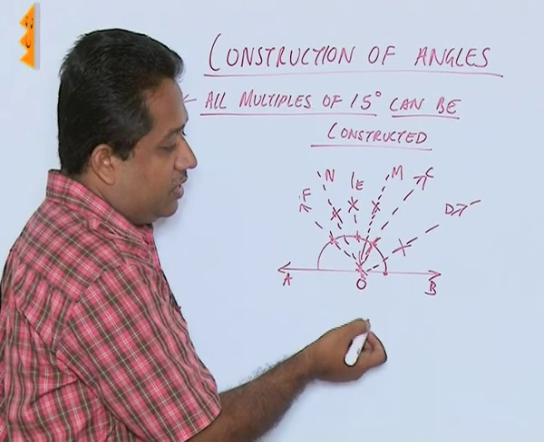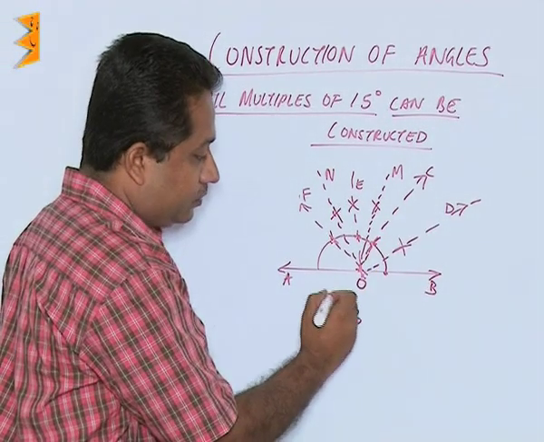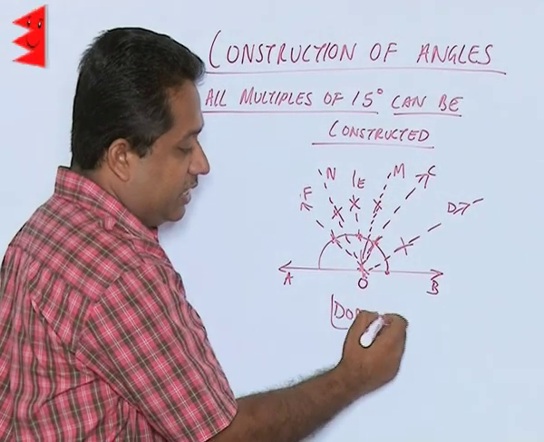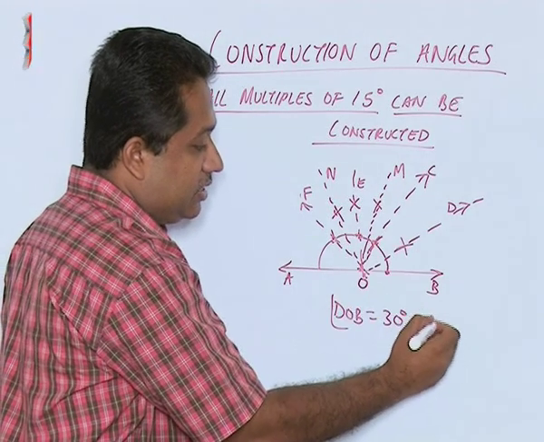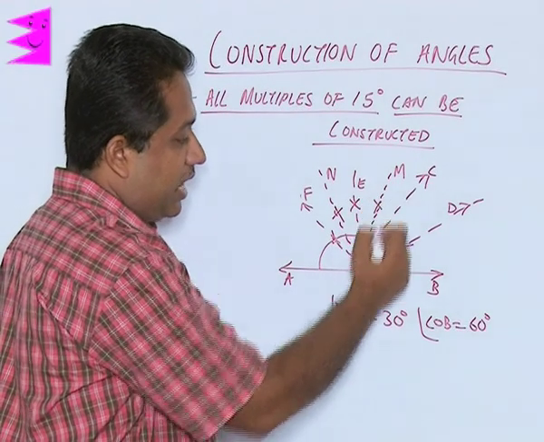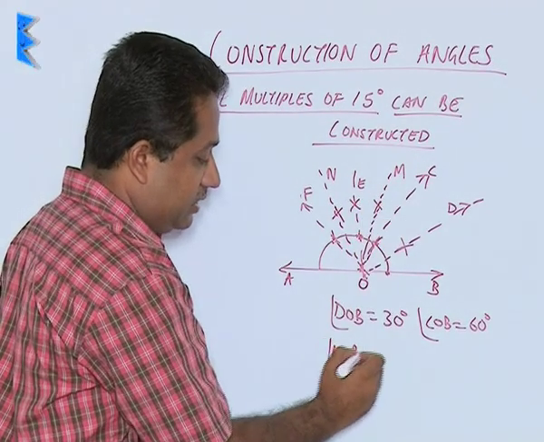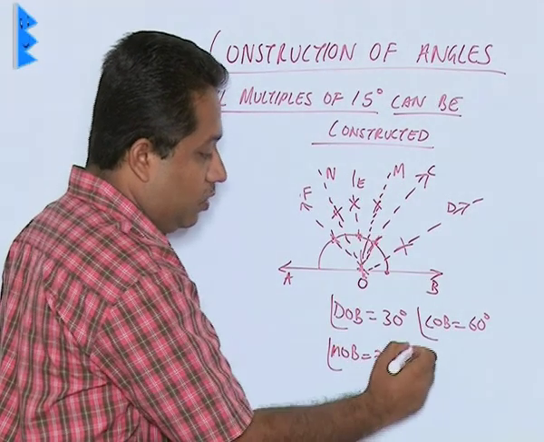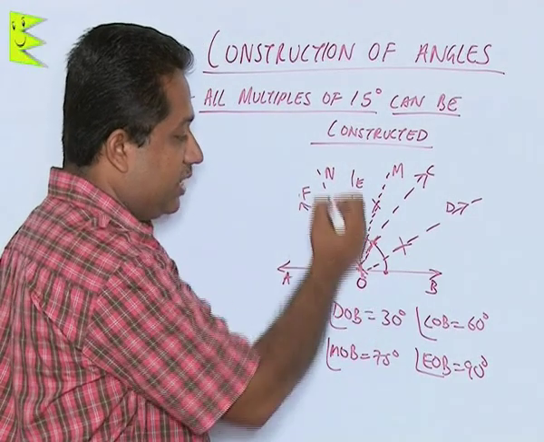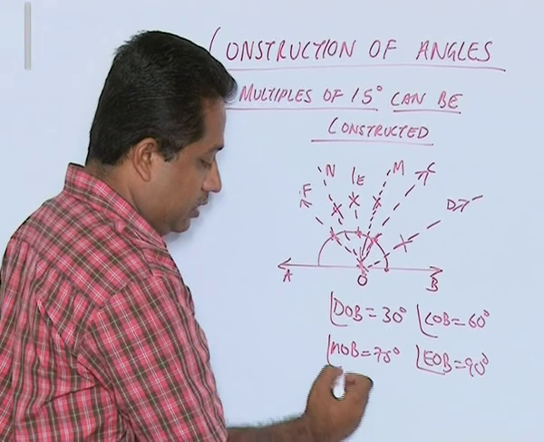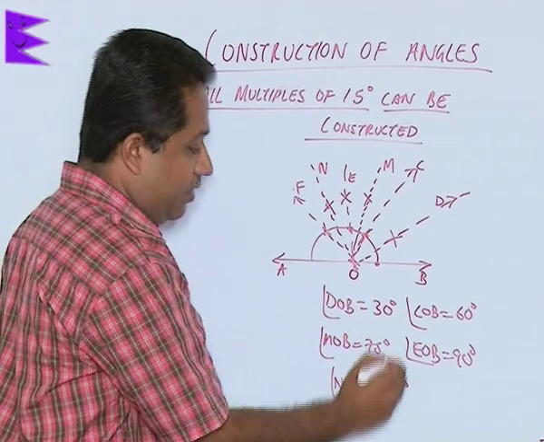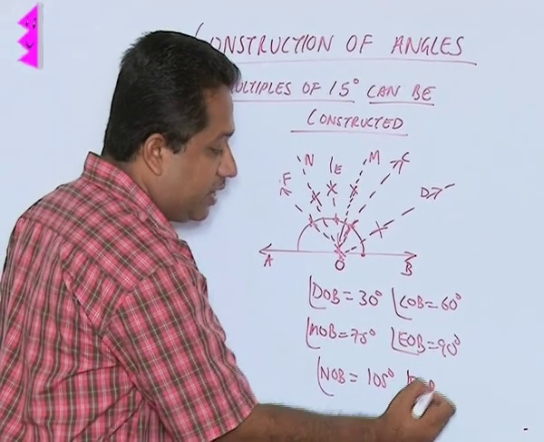So here in this figure we have angle DOB, that is the bisection of angle COB. We've got this angle as 30 degrees. Then we've got angle COB as 60 degrees. Then we have got MOB as 75 degrees. Then we have angle EOB as 90 degrees. Then this side, obtuse angle NOB becomes 105 degrees and angle FOB becomes 120 degrees.